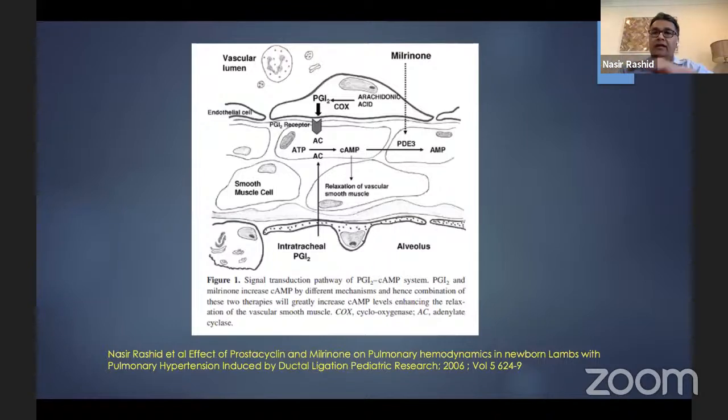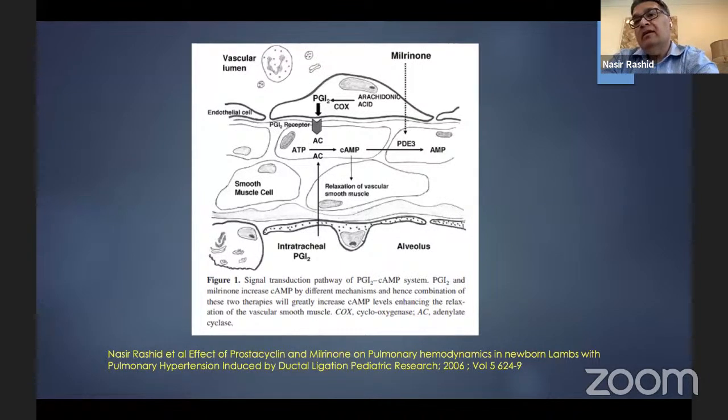If you look at this slide from top to bottom, you see PGI2, which is prostacyclin, produced by the cyclooxygenase pathway of arachidonic acid metabolism. It goes from the vascular lumen into the vascular smooth muscle cell, where it leads to the conversion of ATP into cyclic AMP. And remember, I told you that cyclic AMP is the second messenger for prostacyclin, and cyclic GMP is the second messenger for nitric oxide. So when prostacyclin is produced, it leads to an increased level of cyclic AMP, which eventually leads to relaxation of the vascular smooth muscle.